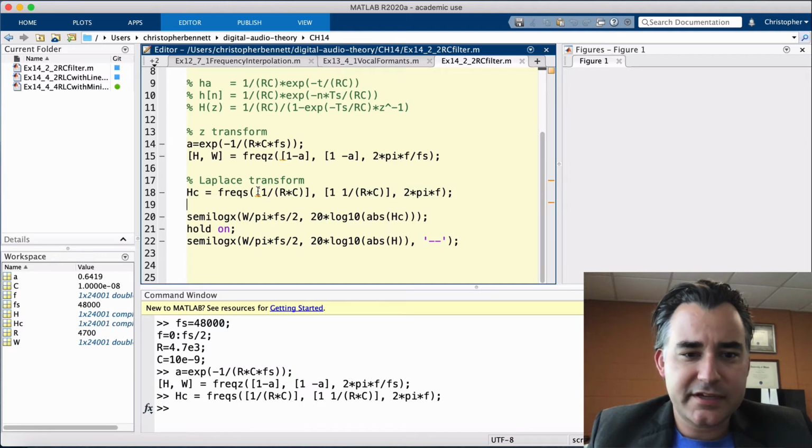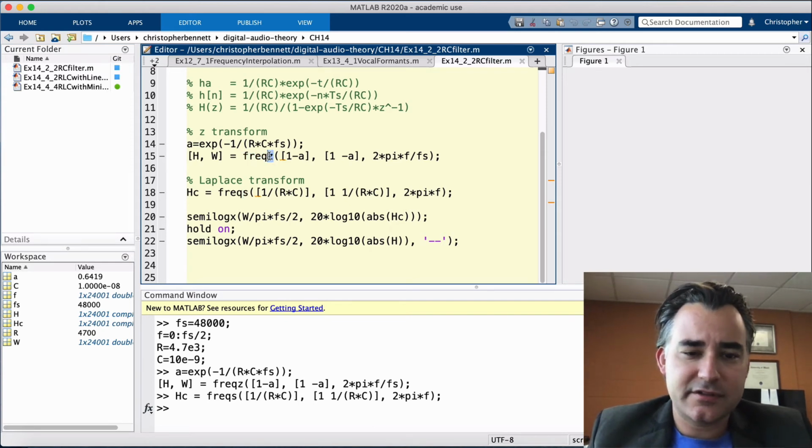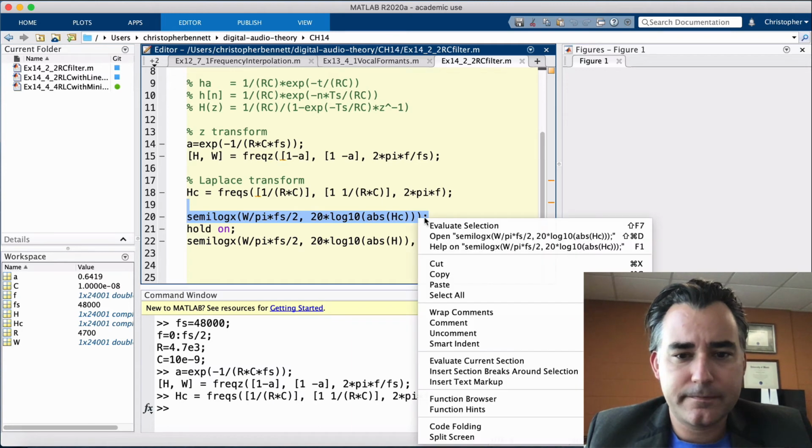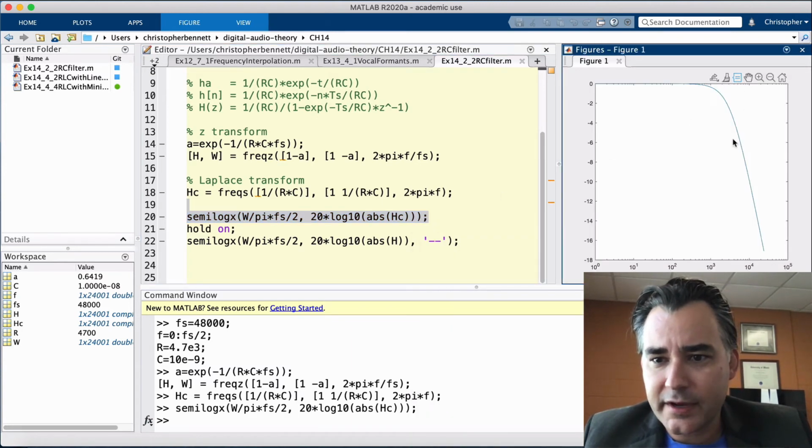So this comes out of a textbook, numerator and denominator coefficients. We're using freqs instead of freqz. S telling us that this is S domain or analog domain versus what you're used to seeing for a digital model, freqz, which tells us that this is in the Z domain. So let's first plot the analog prototype. There we have it. We should have a cutoff somewhere around 3.4 kilohertz.